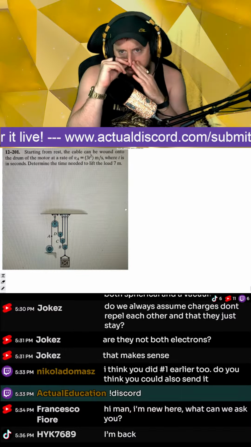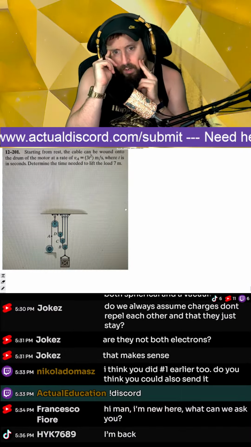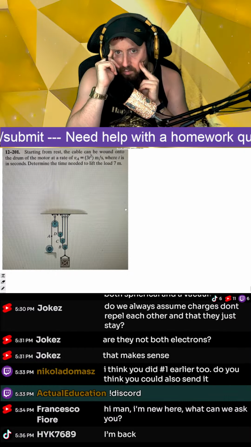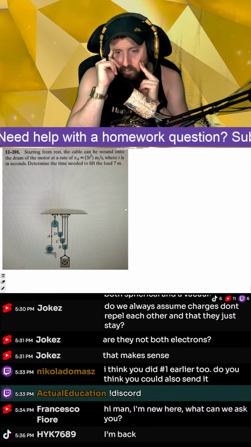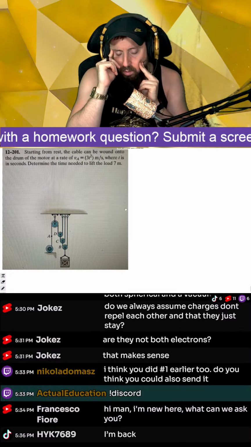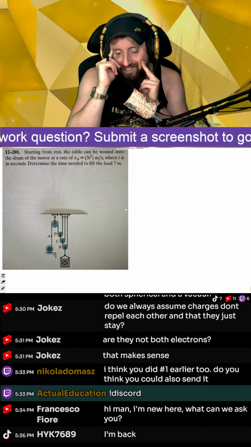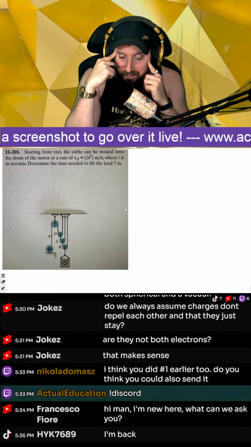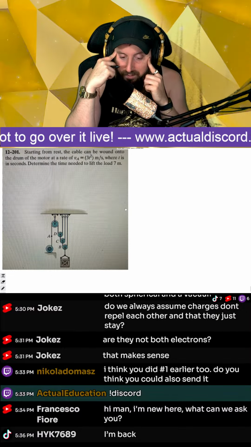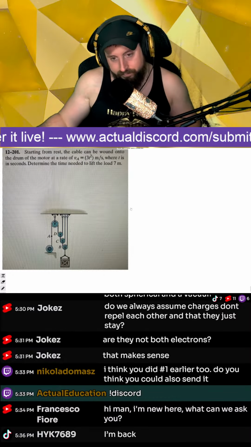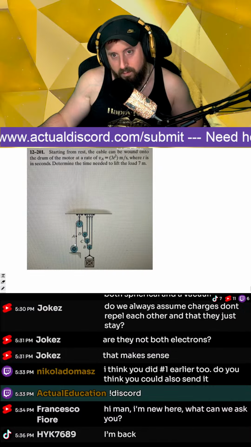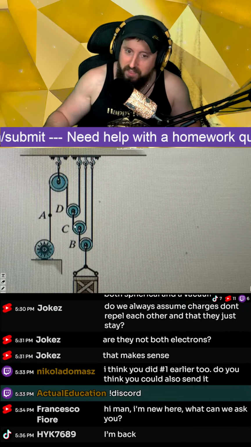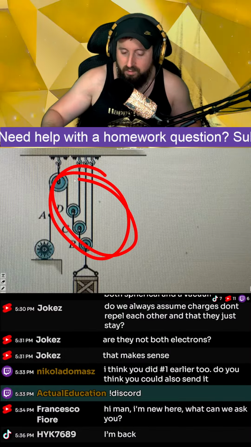Okay, starting from rest, the cable can be wound onto the drum of a rotor at a rate of 3t squared meters per second, where t is in seconds. Determine the time needed to lift the load 7 meters. Okay. I don't think this matters.